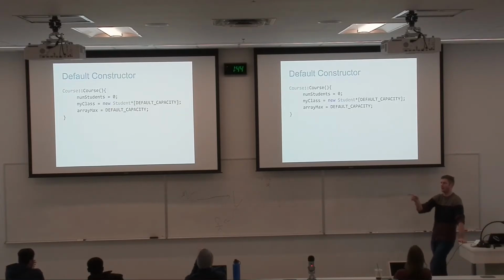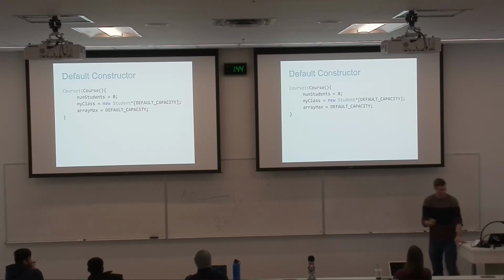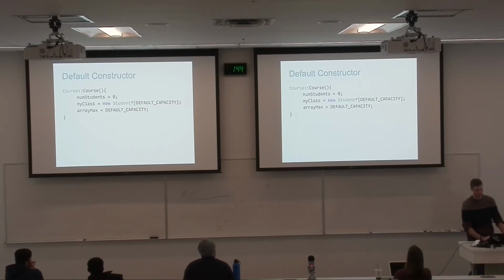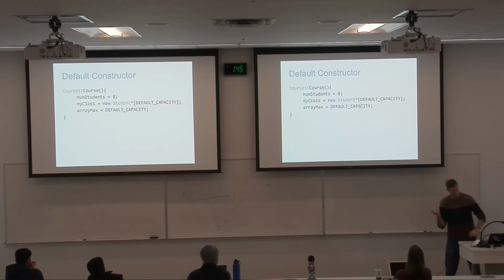Any other questions? Yeah? How come we don't need to state the types inside the functions, because they're already declared in the header? So the type of the function? No, just inside, like num students. Because it was already defined here.